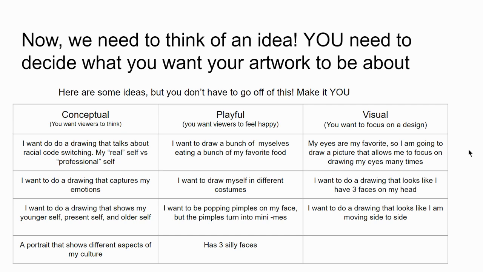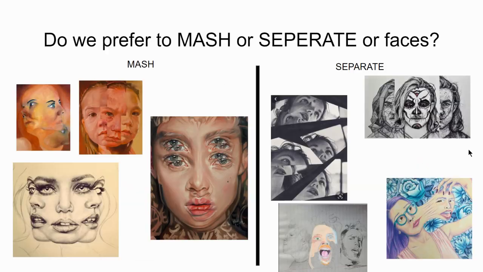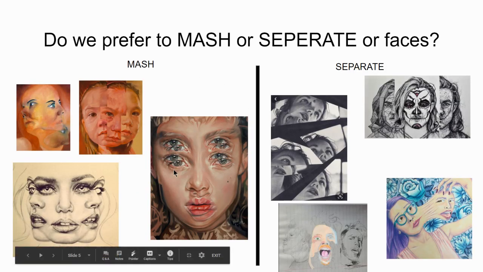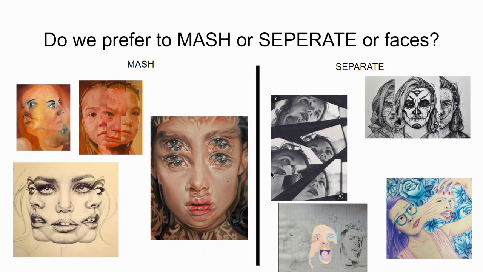Conceptual thinkers might be thinking of ways to bring in their racial justice into their work. Playful thinkers might be doing something like, I want to be popping pimples, and those pimples are turning into mini me's. And visual thinkers are going to think more about this example we have here, where we're layering things on top of each other and how to get that optical illusion or the idea of movement.